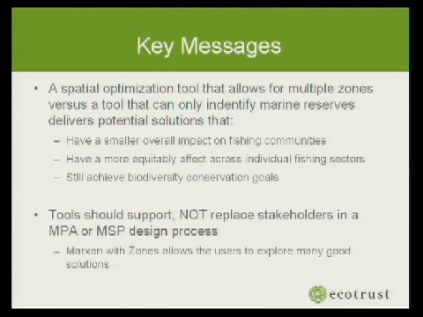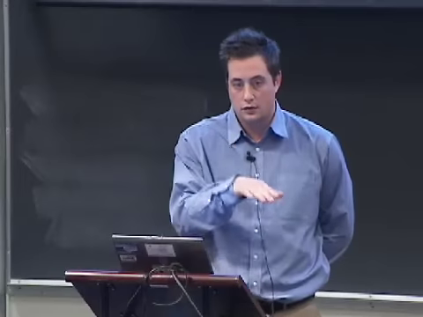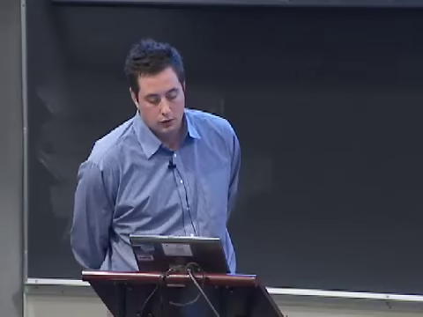Again, an optimization tool that allows for multiple zones, versus one that can only identify one marine reserve, delivers potential solutions that could have a small overall impact to fishing communities and be more equitable across individual fishing sectors. And what we mean by that is that last slide there where we included the fisheries targets, where it was a 9% impact to all the fisheries across the board.